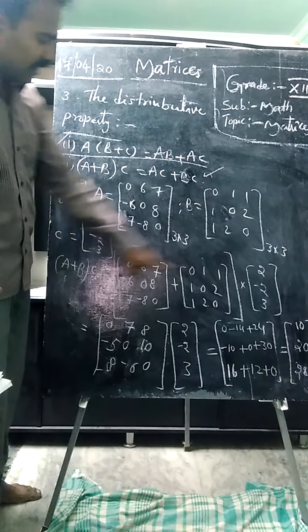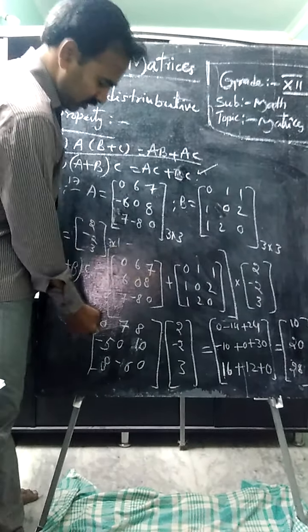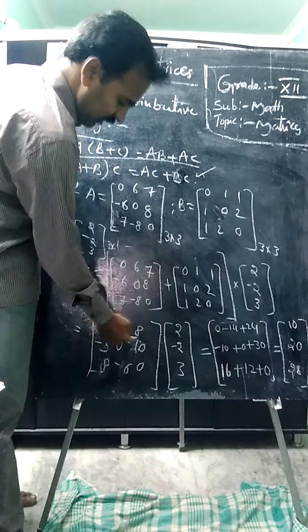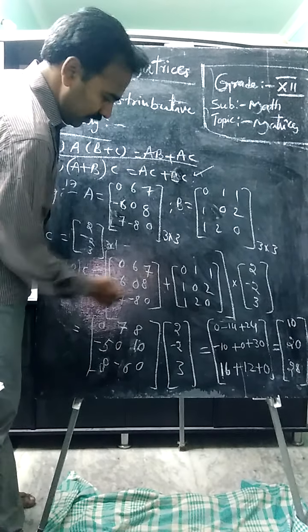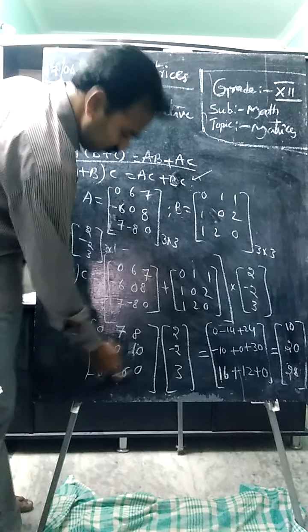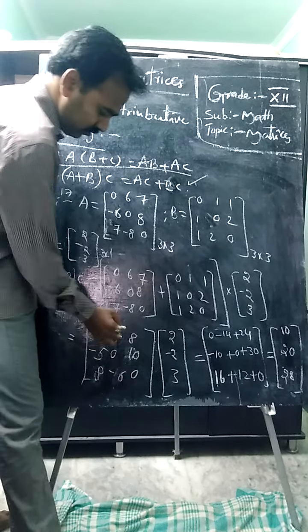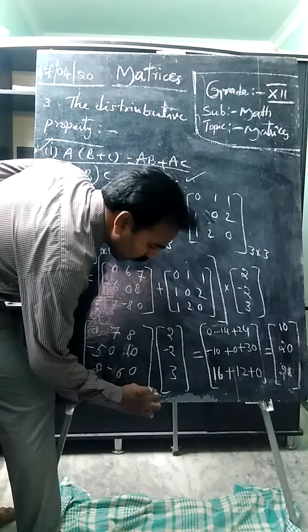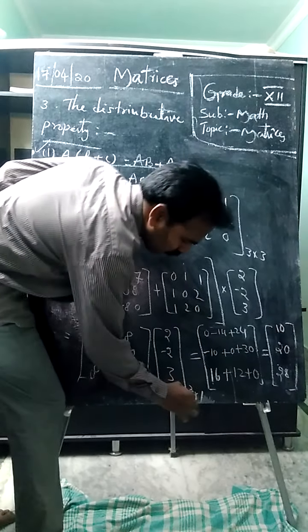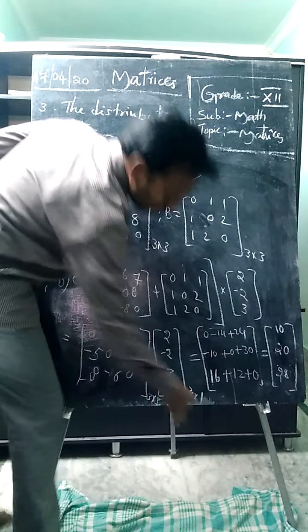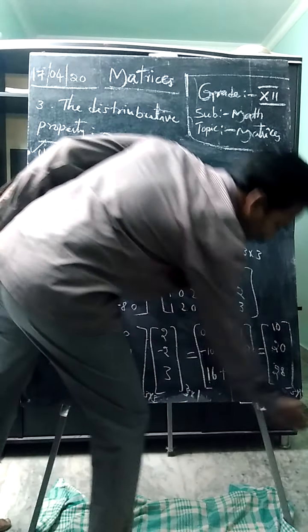So (A + B) means first add A and B, then multiply by C. When we add these two, we get 0, 7, 7 plus 1 is 8, minus 6 plus 1 is minus 5, 0, 8 plus 2 is 10, again 7 plus 1 is 8, minus 8 plus 2 is minus 6, 0. Then we have matrix C again. The order of the first matrix is 3 by 3 and the second matrix is 3 by 1. So the columns of the first matrix equal the rows of the second matrix, and the order of the product should be 3 by 1, as per the properties of multiplication.